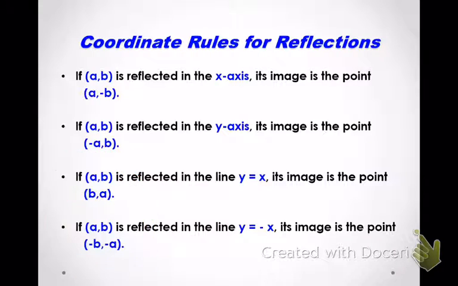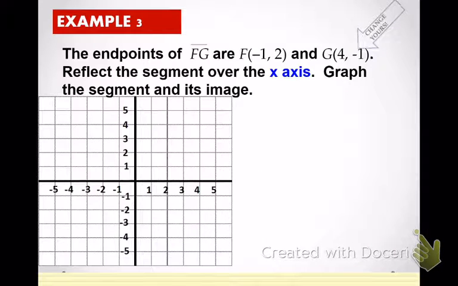All right, so let's do some examples. Reflecting across the x-axis. The endpoints of F are negative 1, 2, and G is 4, negative 1.